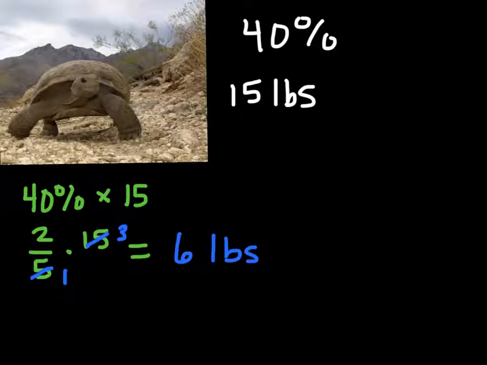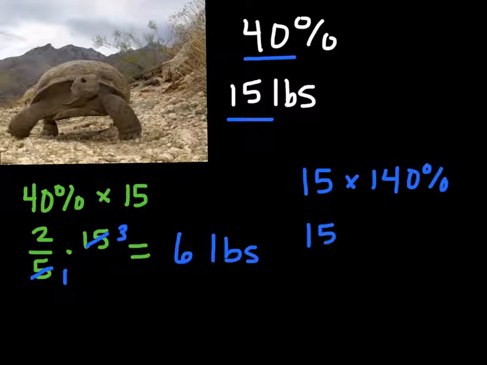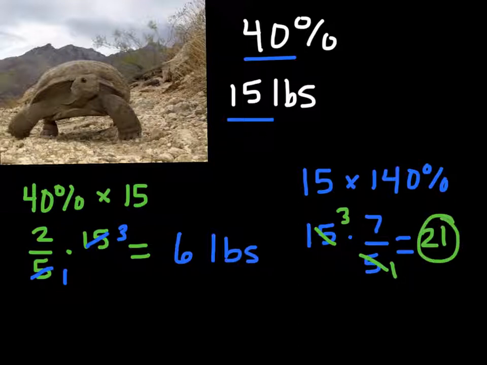Now suppose the question had asked you for the final weight of the tortoise. There is another method you can use to solve that I find a little bit easier, and that's to simply take the original weight, 15 pounds, and multiply it by 140%, or the original weight plus the 40% of additional weight gained. To solve that, you would take 15 times 7/5. Once again, we'll cross-reduce to get 1 and 3, giving us a final weight of 3 times 7, or 21 pounds.